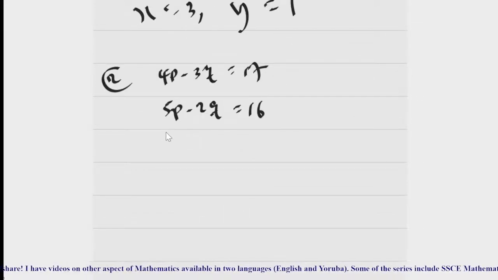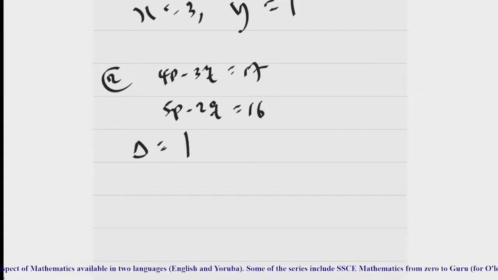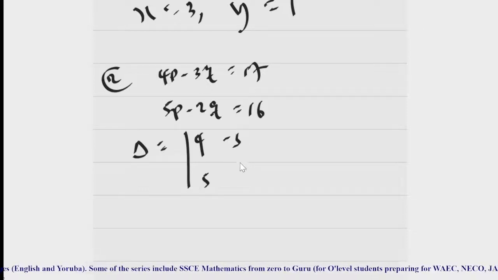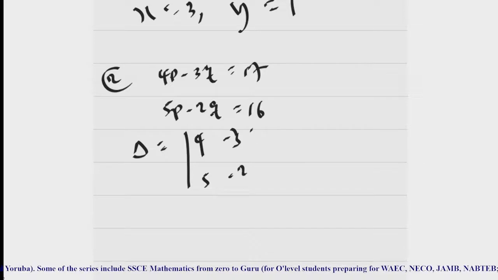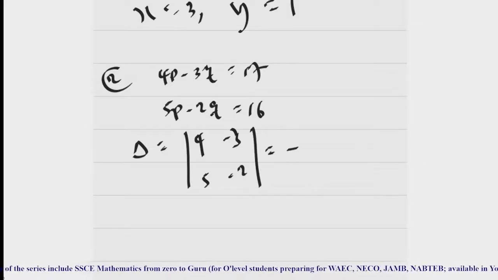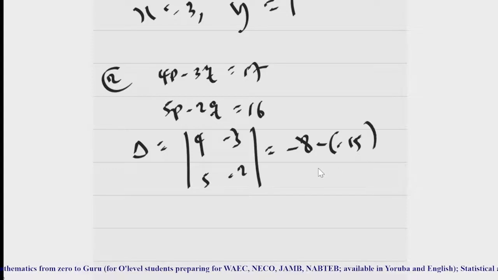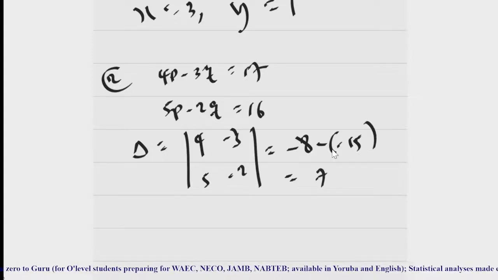So you first of all find your d. What is your d? The determinant of the coefficients of p and q. That is 4, 5, minus 3, minus 2. Okay, that will give me minus 8, minus into minus 15. You understand now? That is 7, because minus 8 plus 15 is 7.